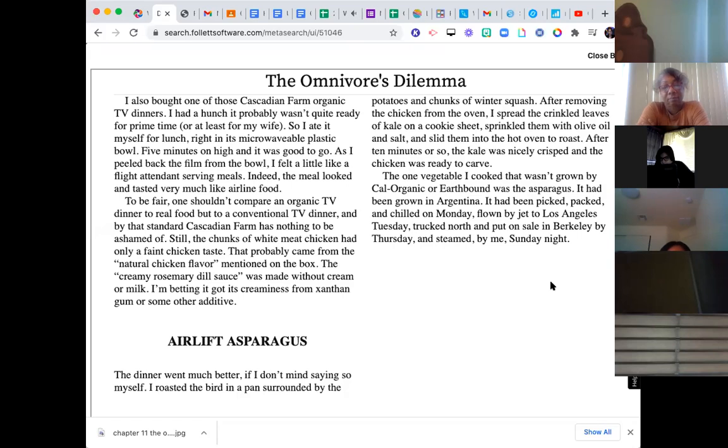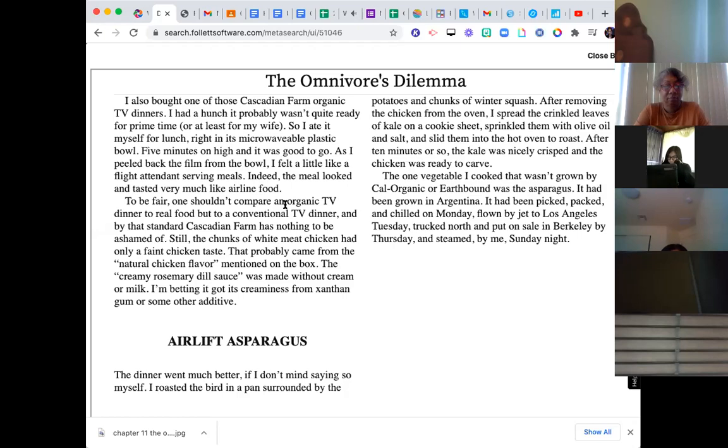Still, the chunks of white meat chicken had only a faint chicken taste. That probably came from the natural chicken flavor mentioned on the box. The creamy rosemary sauce was made without cream or milk. I'm betting it got its creaminess from xanthan gum or some other additive. Asparagus aside, the dinner went much better, if I do say so myself.